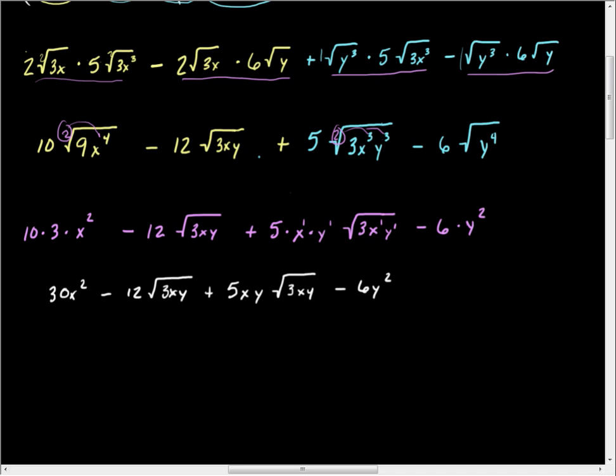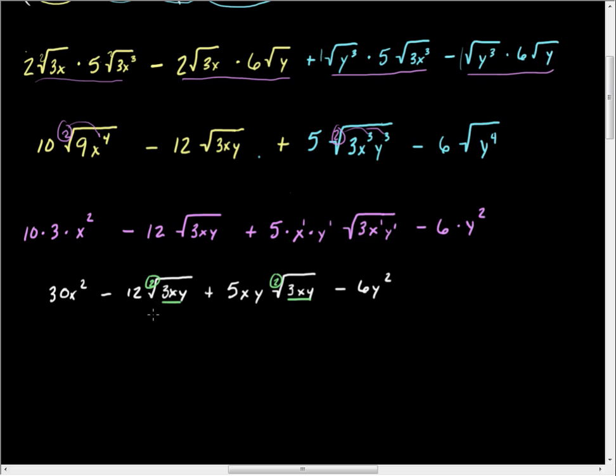Okay, so now that it's cleaned up, I can take a look and see, can I combine any radicals? And remember, we have two conditions. The indices must be the same, and the radicands must be the same. Well, 3xy and 3xy, the radicands are the same. This is an understood 2, and this is an understood 2. And so those are the same.